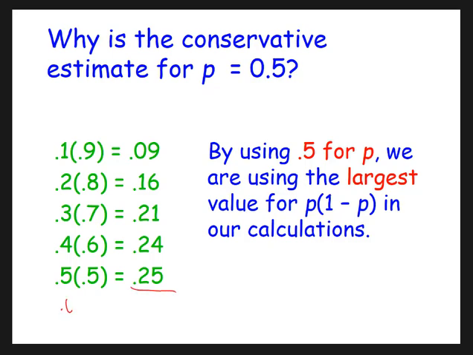If P were to go up to 0.6, well, that's the same as what we had up here. Notice it's going to get smaller again. So the largest possible value of P times 1 minus P comes when 0.5 is equal to P.